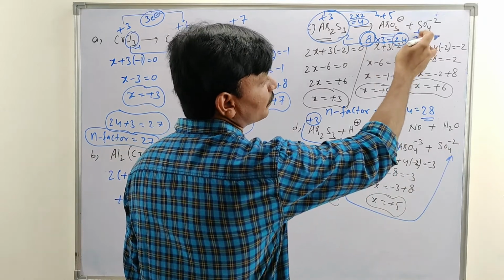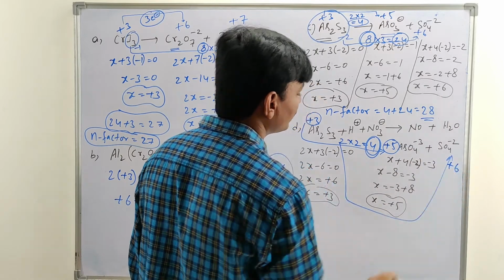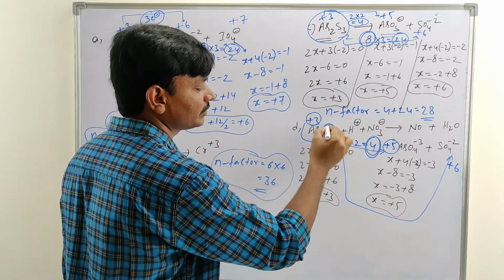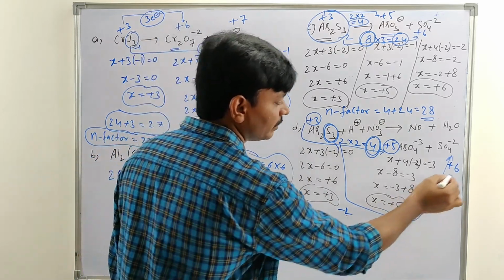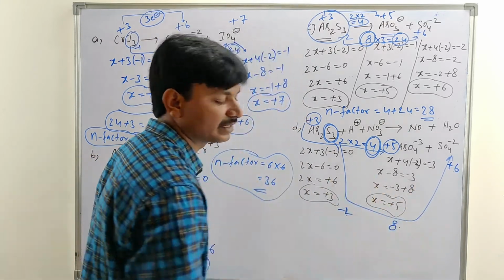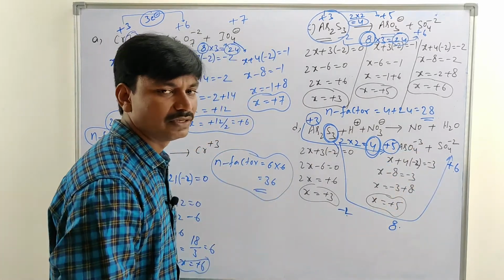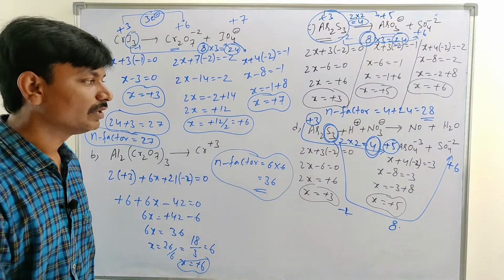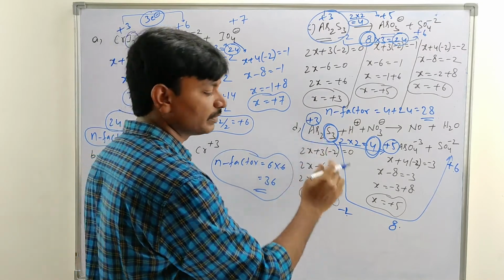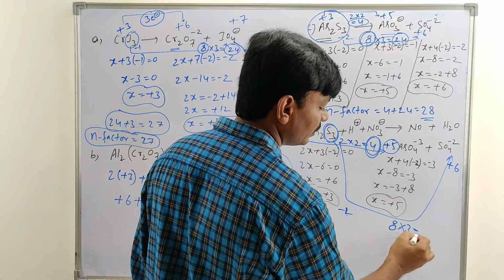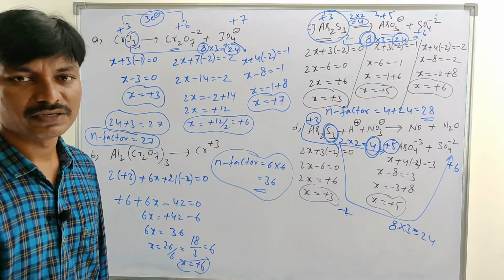In SO4 minus 2, the sulfur oxidation number will be plus 6. Here in As2S3, the sulfur oxidation number will be minus 2. Okay, minus 2 to 6, here also 8 electrons. Totally 8 electrons are involved in sulfur to sulfur conversion. But here 3 sulfur atoms are present. That's why 8 into 3 equals 24 electrons are involved in the sulfur to sulfur conversion reaction.